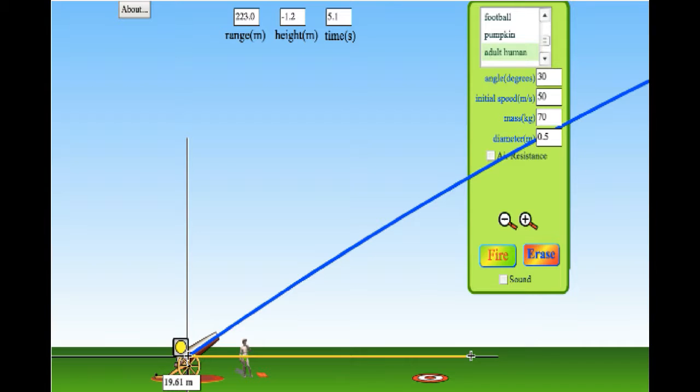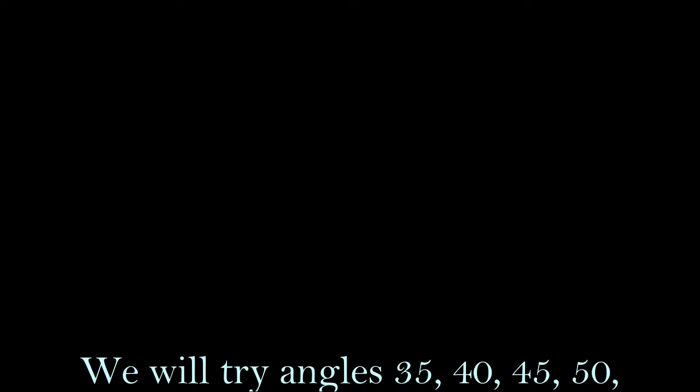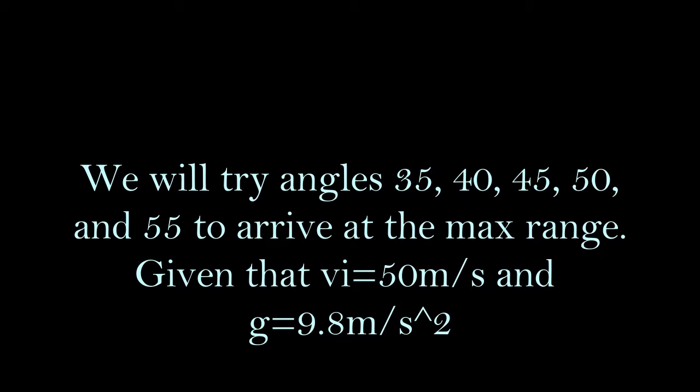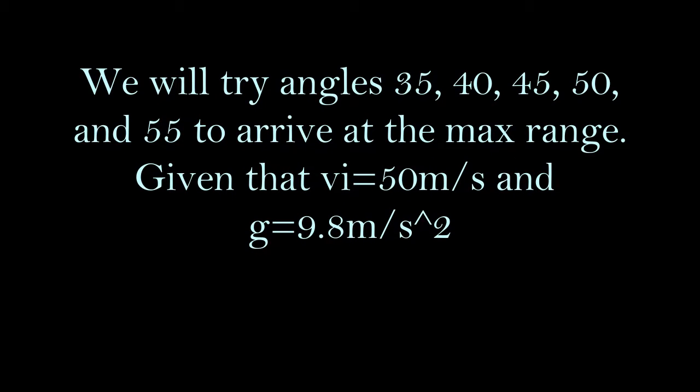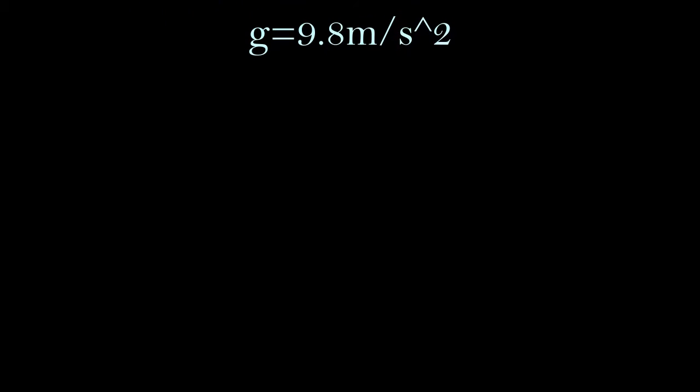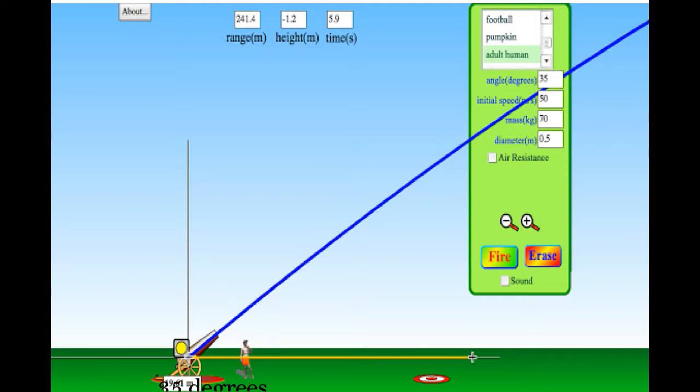We will observe this result in the following picture. We will try angles 35, 40, 45, 50, and 55 degrees to arrive at the best angle for max range, given the initial velocity equals 50 meters per second and the acceleration due to gravity is 9.8 meters per second squared. The results are as follows.